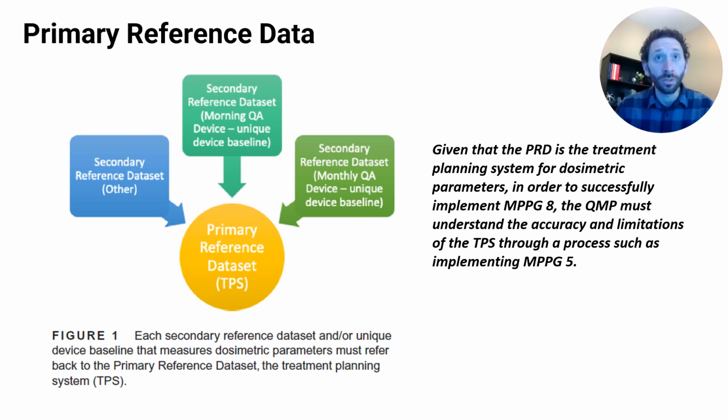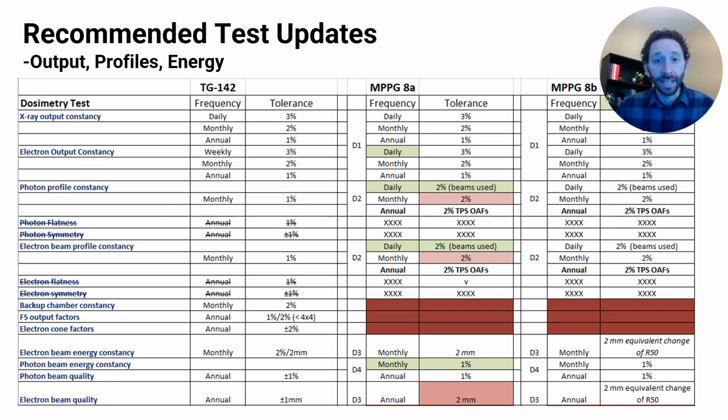It's also noted that it's important to go through an MPPG 5 planning system commissioning process. You need to understand the accuracy and limitations of your TPS. You have to have done that first in order to appropriately utilize the TPS as your primary reference data set. On some of the test updates, often we skip to the tables to see what's different, what's new, what should we be changing.